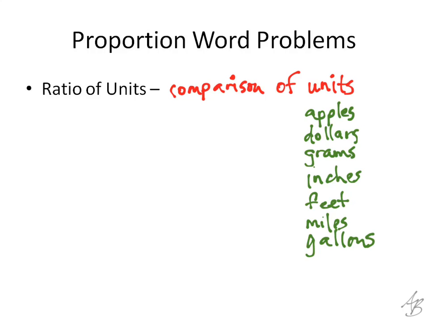So a ratio of units is just a comparison of units by using a what? What are we going to use to compare them? How do we compare the numbers with a ratio? What did we use? You just wrote it down. Fraction.